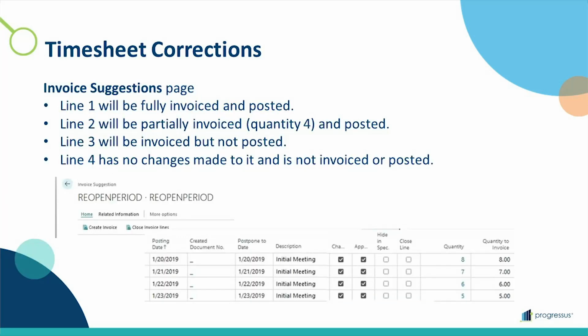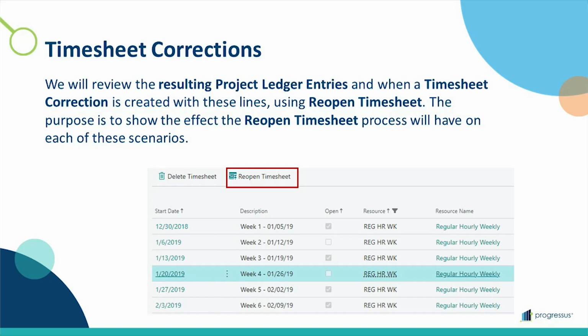The timesheet has been submitted, approved, and posted. The entries are all set to chargeable, and we use the invoice suggestion page to invoice the entries as shown here. We'll then use the Reopen Timesheet option in the Timesheet Periods list page to reopen the timesheet.